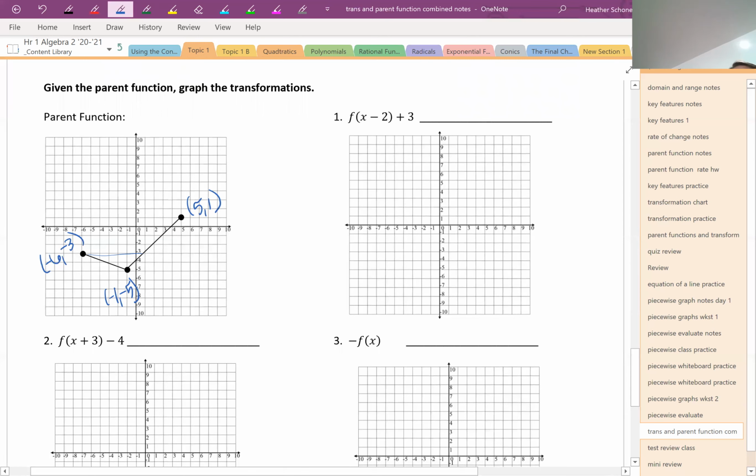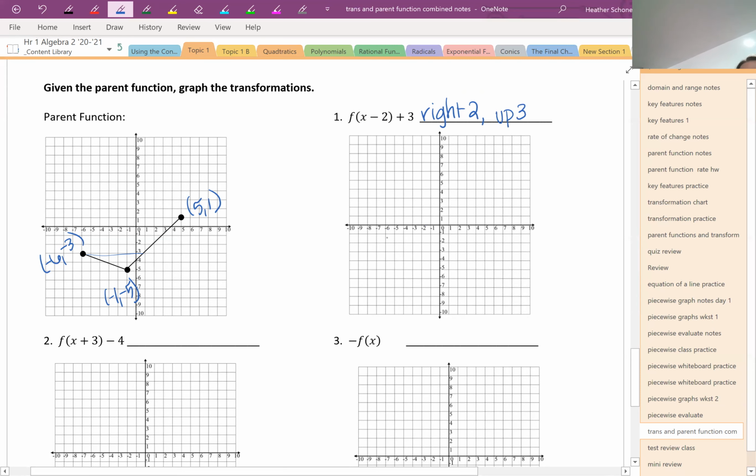Now that I know the points, when I go to move them, it'll be easier. So if I look, this -2 is inside, so it moves it right and left and the opposite of what I think. So this is going to be right 2. The +3 is outside, so it's going to move it up and down and exactly what I think. So it's going to be up 3.